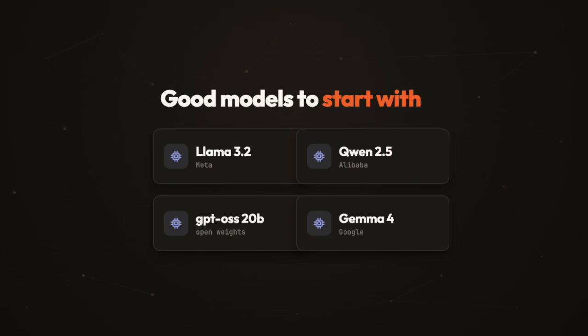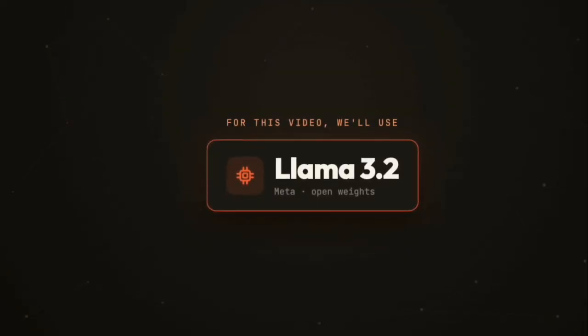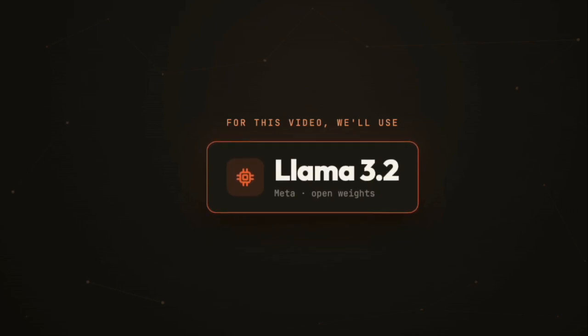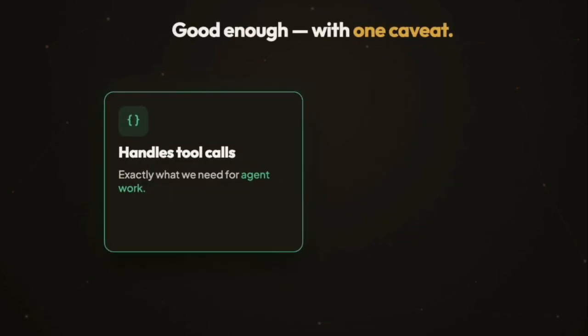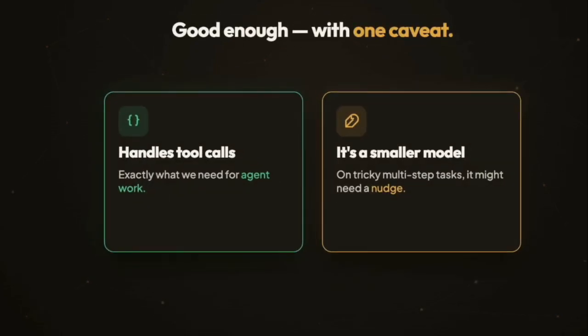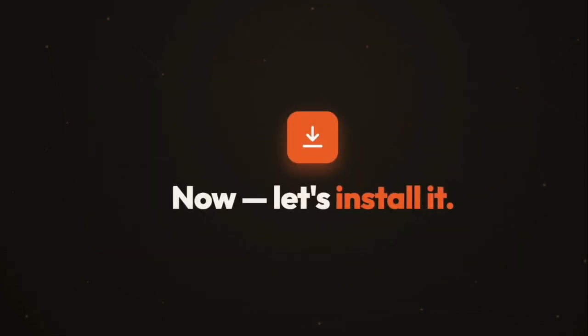We have Llama 3.2, Qwen 2.5, GPT-oss 20B, and Gemma 4. For this video, I am going to use Llama 3.2. It still handles tool calling fine, which is exactly what we need for agent work. Just remember, it is a smaller model, so on trickier multi-step tasks, it might need a nudge. Alright, now let's install it, and you will see it is going to be very fast.